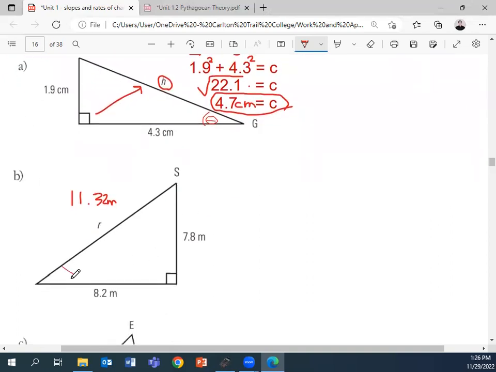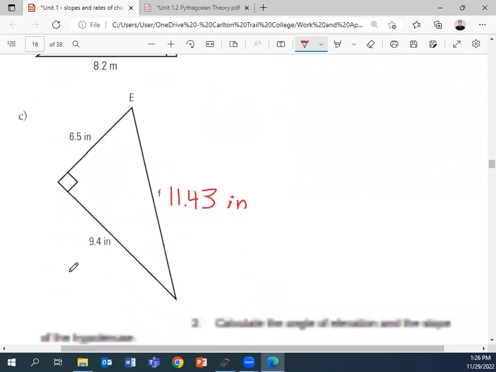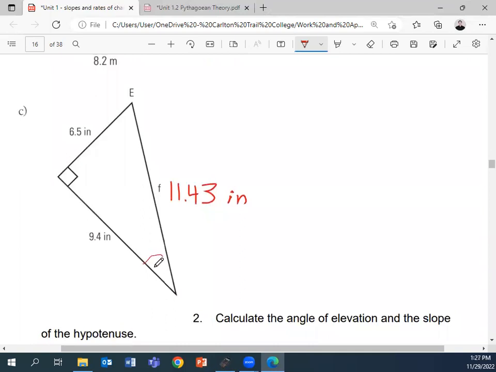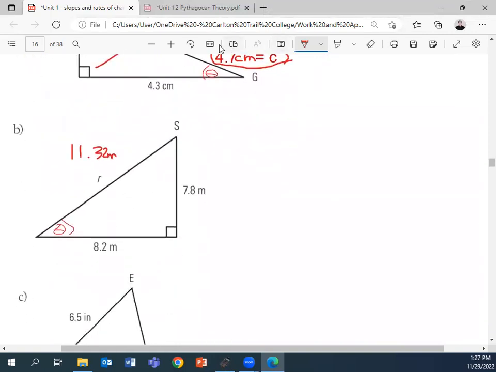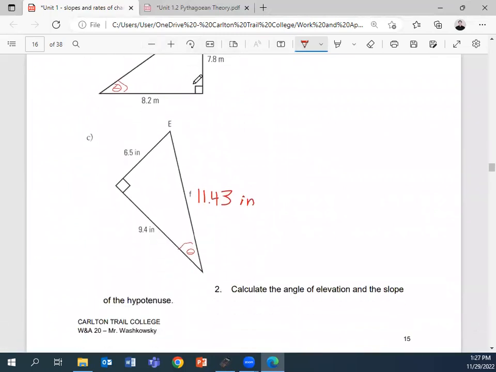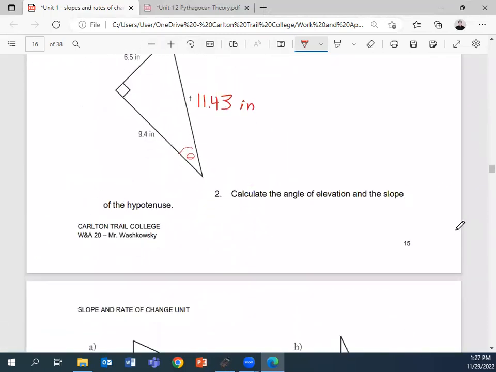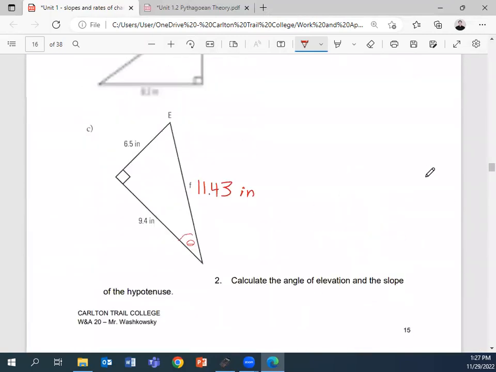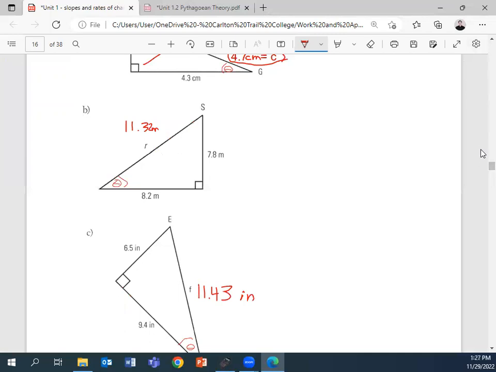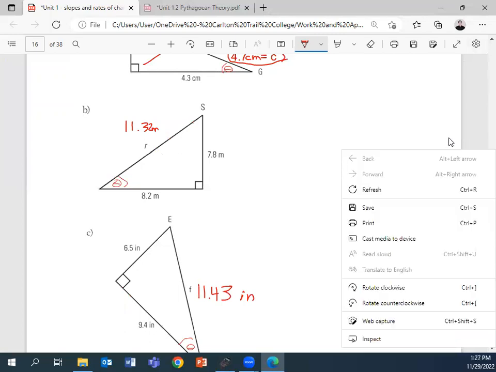For B, it's this one. And then for C, it's going to be this one over here. So just make sure you do a quick note of those on your 3 triangles. This is on page 15. And if you finish this, you can start working on question 2. I'll give you a couple minutes for that, guys. Only a couple of minutes, yes.